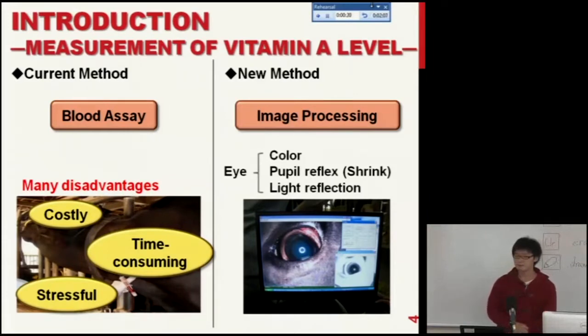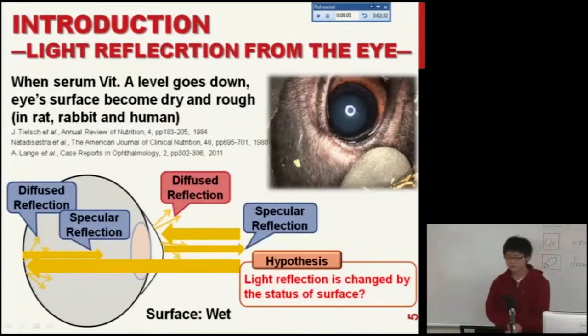So our group focused on the image processing of cattle's eye. Our group's research is about the cattle's color, pupil reflex, and light reflection of the eye. And for me, I especially focused on the light reflection. Then I will tell you why I researched the relationship between light reflection and vitamin A level.